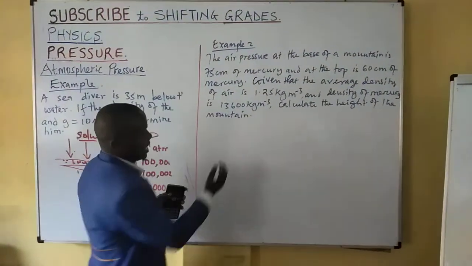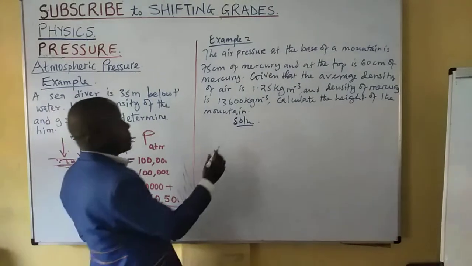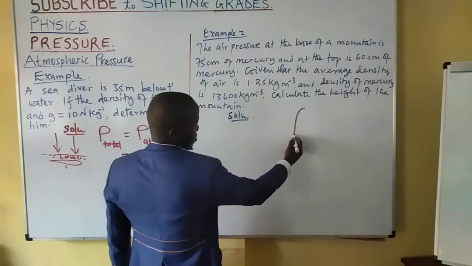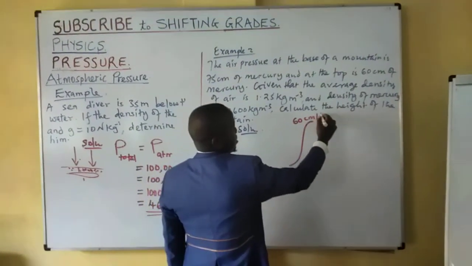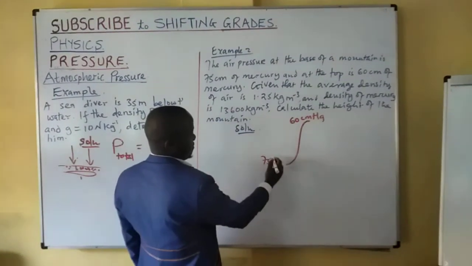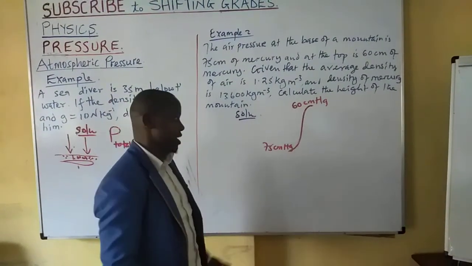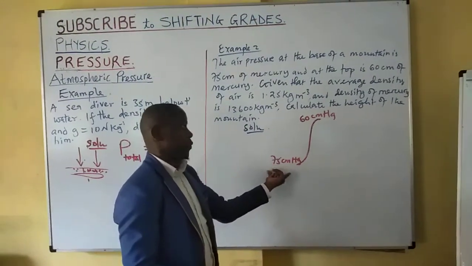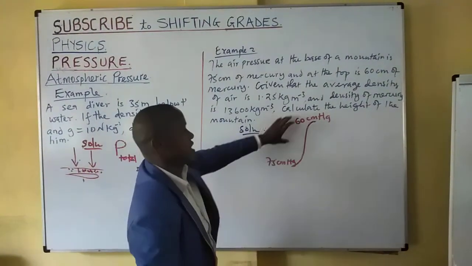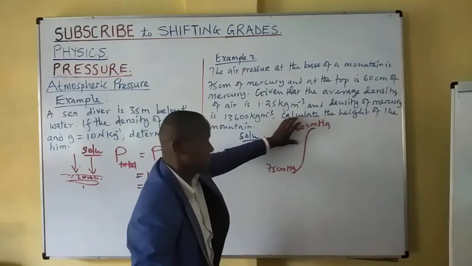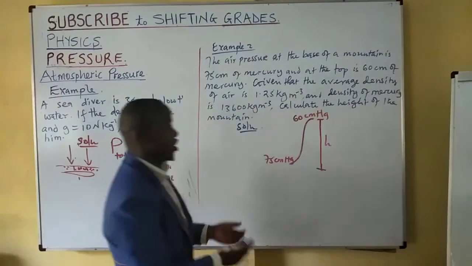Therefore, I would like us now to go through this question step by step. We have a mountain here. If we assume this is the mountain, then we are given pressure at the top as 60 centimeters of mercury. Then at the bottom it is 75 centimeters of mercury. It is good to realize, as we had noted, that pressure at the bottom of the mountain will be greater than the pressure at the top. Therefore, using these pressures, at the bottom and at the top of the mountain, we calculate the vertical height of this mountain.